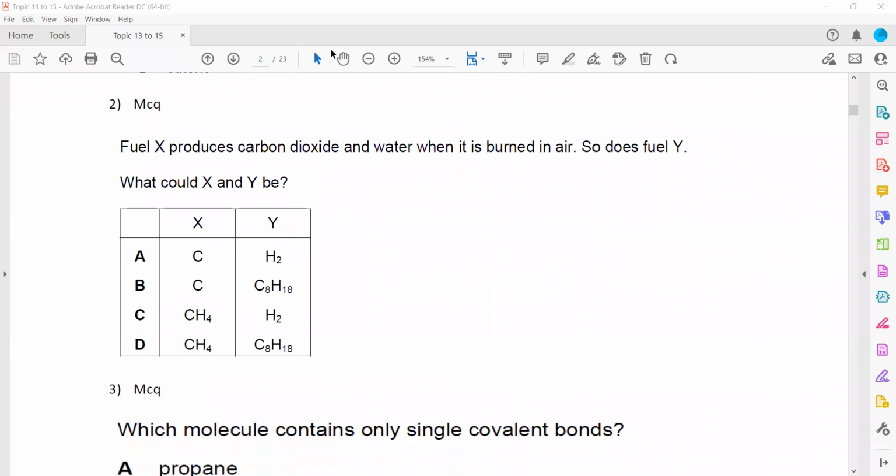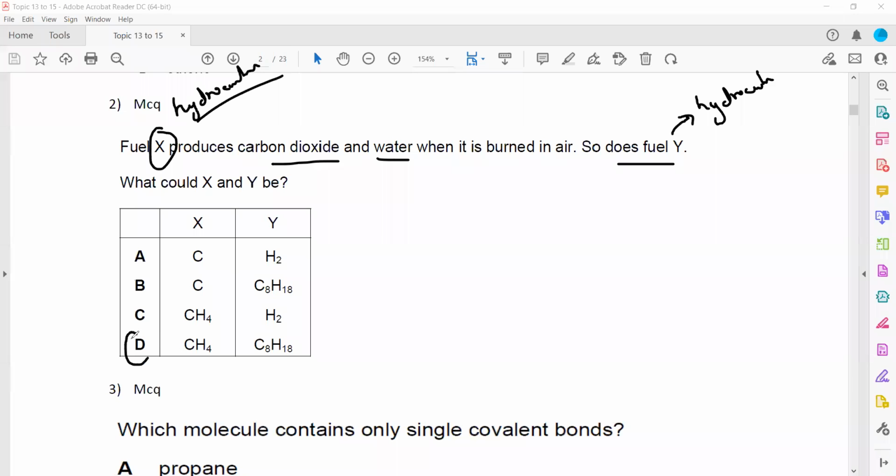Fuel X produces carbon dioxide and water when it is burned, so does fuel Y. Remember, whenever we burn a hydrocarbon, it produces carbon dioxide and water. Same thing, fuel Y also, it means that is also a hydrocarbon. So fuel X and fuel Y both are hydrocarbons. So which option? Both X and Y are hydrocarbons. So that is option D, CH4 is a hydrocarbon and C8H18 is also a hydrocarbon.